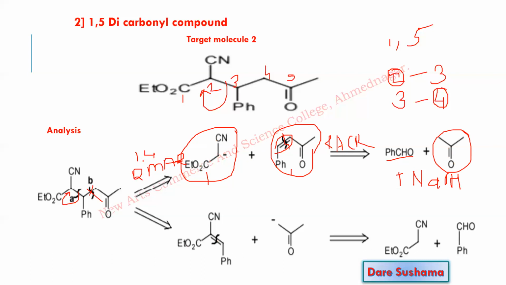So this is COOEt CH2CN. That proton you have to abstract with sodium ethoxide in the presence of ethanol. So first, COOEt CH2CN, treat it with sodium ethoxide and ethanol. Once you generate a Michael donor, then treat it with a Michael acceptor. The combination of these two reactions gives the target molecule, so you complete the synthesis of this target molecule.